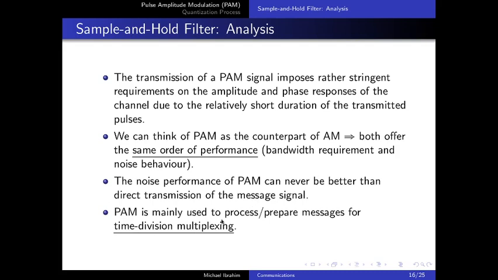That's why PAM is mainly used to prepare the messages for what's called time division multiplexing, which we will discuss by the end of this chapter. And this statement actually applies for all kinds of analog pulse modulation. All kinds of analog pulse modulation offer the same order of performance compared to AM, FM, and PM, because we're still changing the amplitude or the position or the width, which are all analog or continuous variables in accordance with the message, and this implies the same kind of performance in terms of bandwidth and noise behavior.